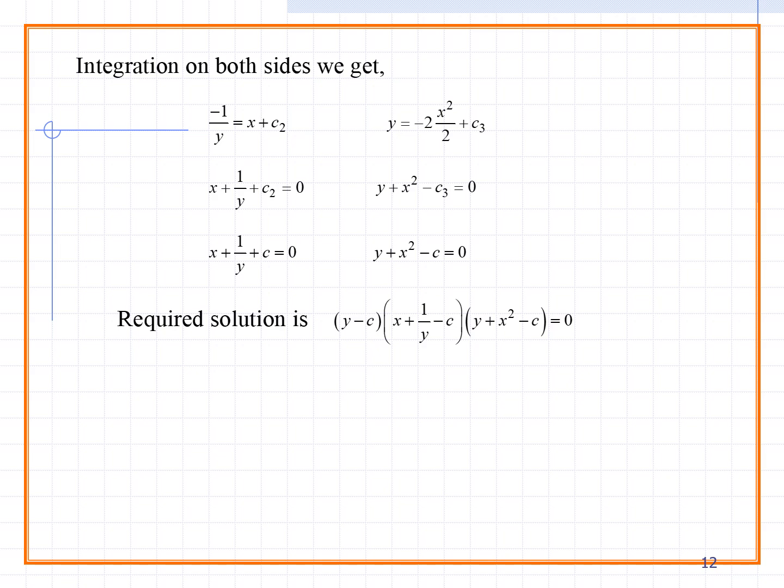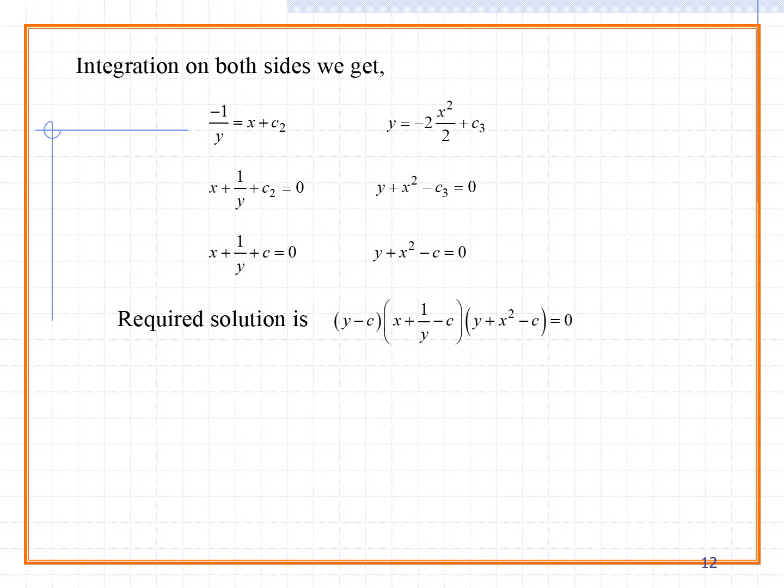Integrating on both sides, we get minus 1 by y equal to x plus c2. So x plus 1 by y plus c2 equal to 0, so x plus 1 by y plus c equal to 0. The second equation, integration: y equal to minus 2 into the integration of x, x square by 2, plus a constant. So the 2 cancels. The remaining minus x square can be written as y plus x square minus c3 equal to 0. This is y plus x square minus c equal to 0.